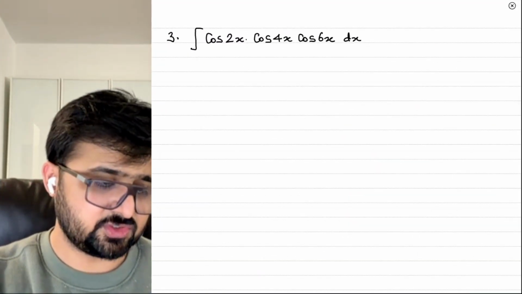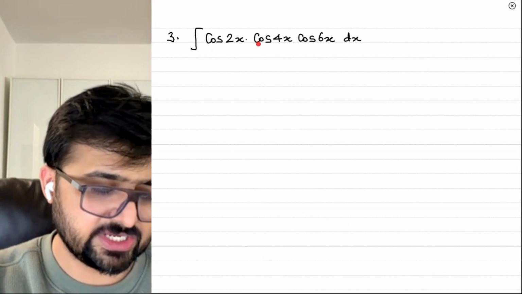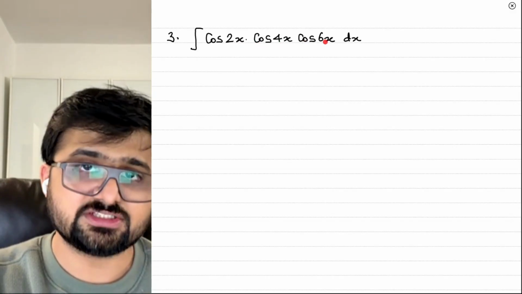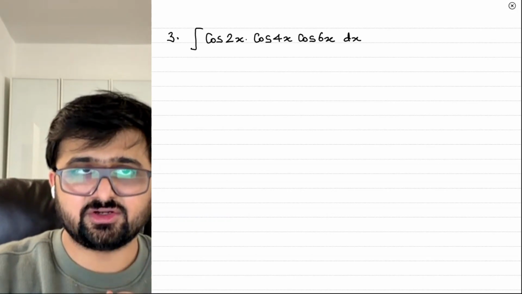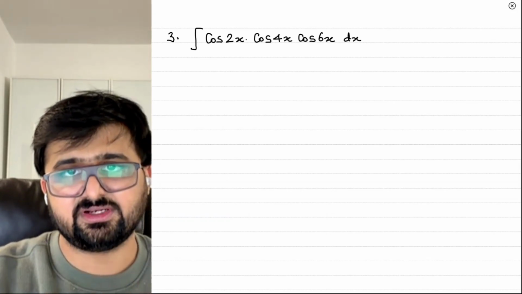All right. Now question number 3 says the integral of cos 2x, cos 4x, cos 6x dx. Now I like to keep it in descending order, so the greater angle first, then the smaller, and then the smallest.